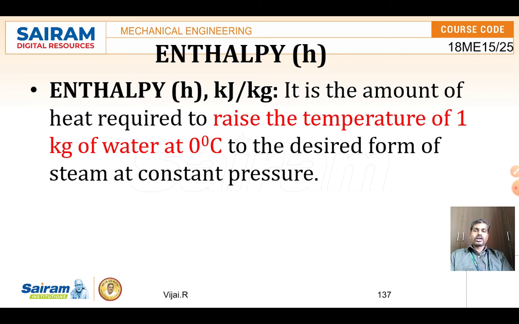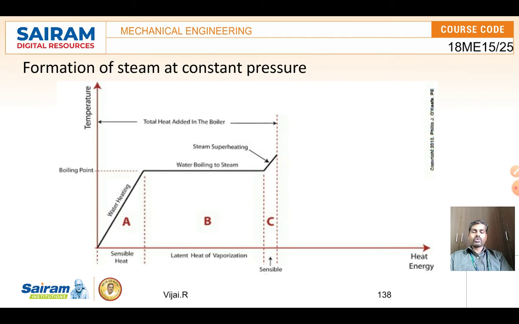At constant pressure we are taking this, and now we can see the graph of how the formation of steam takes place. This graph shows heat energy and temperature. On the horizontal x-axis we take the heat energy, and on the vertical axis the temperature. Water at 0 degrees is point A. When adding heat, that heat is called sensible heat, and it continues until 100 degrees, the saturation temperature. The water starts to boil at the saturation temperature. We call it Ts, or boiling point, or saturation temperature.